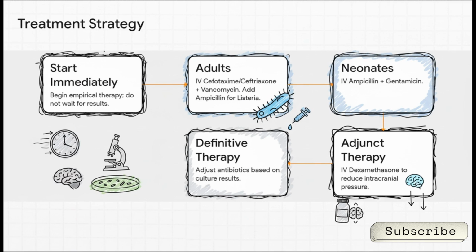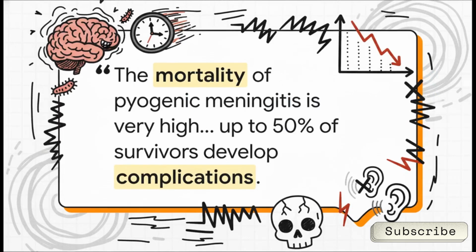Your choice of drugs is a best guess based on the patient's age. So for most adults, you'll hit them with a combo like ceftriaxone and vancomycin. But wait, if they're older and you're worried about listeria, you have to add ampicillin to that. For neonates, it's a different combo entirely, usually ampicillin with gentamicin. Then, once you get the culture results back with the specific bug and its weaknesses, you can switch to a more targeted antibiotic.